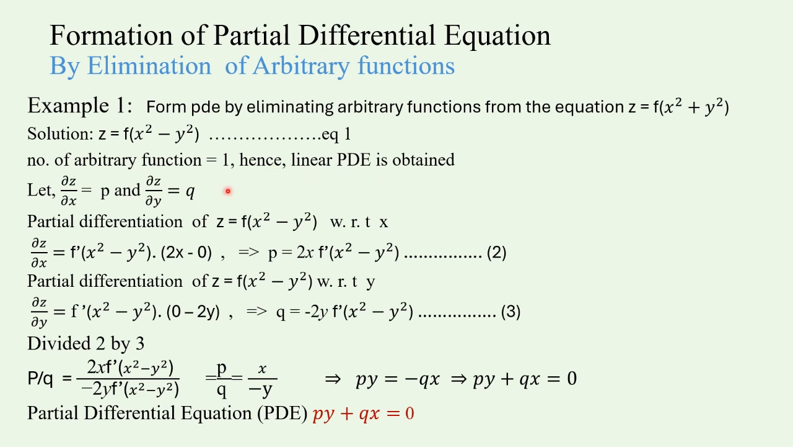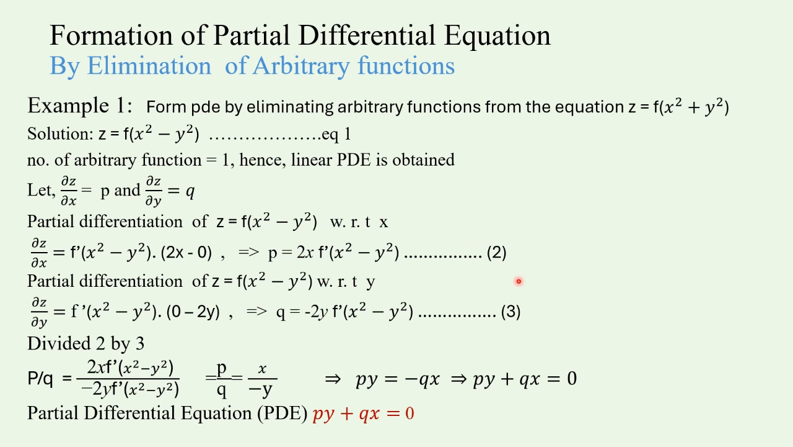Let p be this and q be this. Differentiation of this with respect to x, z becomes dou z by dou x. This f becomes f dash. This term we write as such and then differentiate the term inside the bracket following the chain rule. So x square becomes 2x. This y square becomes 0 because we are differentiating with respect to x. Simplifying this, we get p. So p is equal to this. We'll call this equation 2.